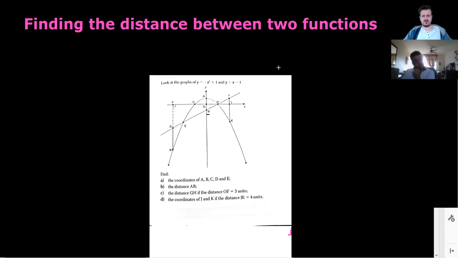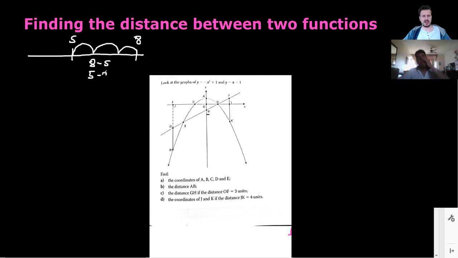Okay. When you're finding the distance between two functions, it's quite tricky to begin with, but hopefully we can simplify it. So when you have a line, let's say 8 and this is 5. When we find the distance between these 2 points, we could just say 8 minus 5. And we would get 3. But if you went the other way around and you went 5 minus 8, you would get negative 3.